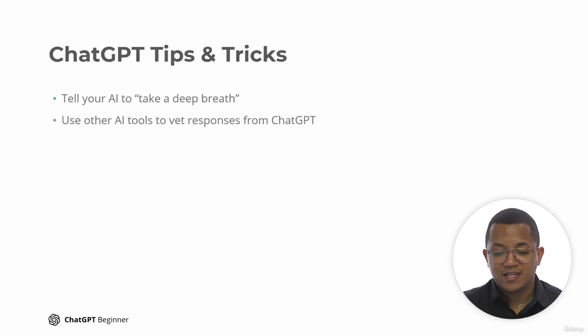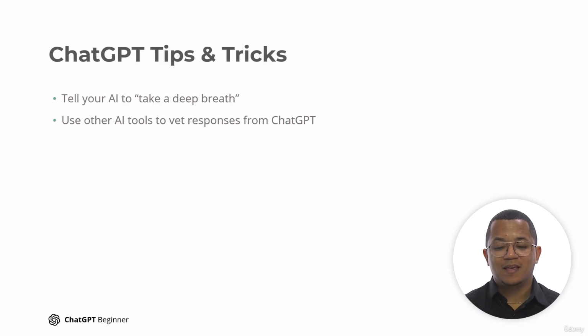Another tip and trick is to use other AI tools to vet responses from ChatGPT. We're going to talk about this a lot, but AI is not infallible. It's going to make mistakes, and it's prone to making mistakes. It's only as good as the data that we train it on. One way to help mitigate that, because we may not always be able to spot those mistakes that it makes, is to actually utilize other AI tools.